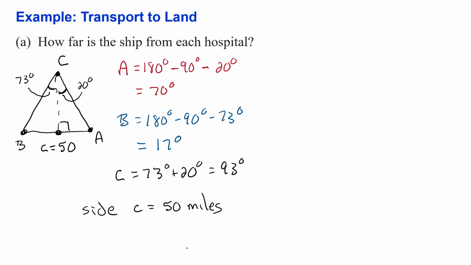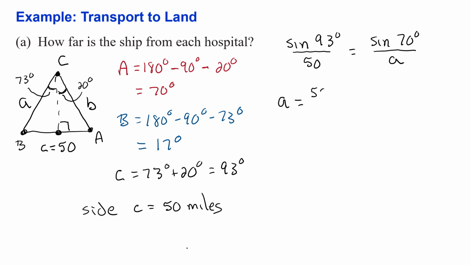Part A asks us to find the distance from the ship to each hospital. So we need to find the measure of side A and side B. First, let's find side A. Using the law of sines with angle C, side C, and angle A, we can write sine of 93 degrees divided by 50 equals sine of 70 degrees divided by side A. Solving for side A, we have A equals 50 times sine of 70 degrees, all divided by sine of 93 degrees, and that is approximately 47.0 miles.